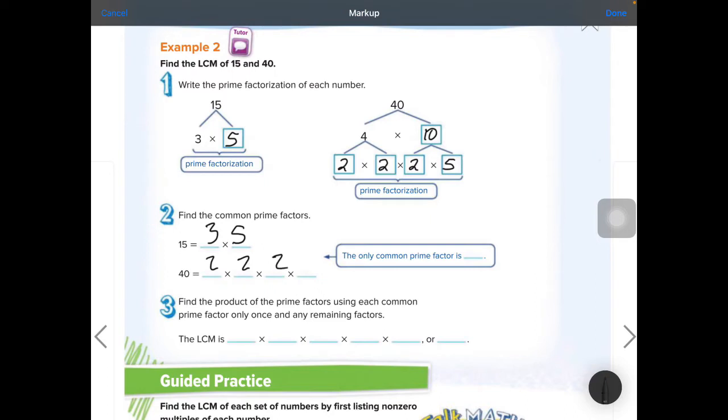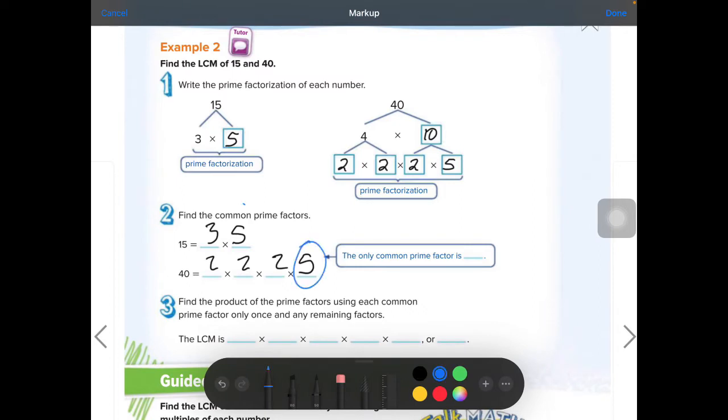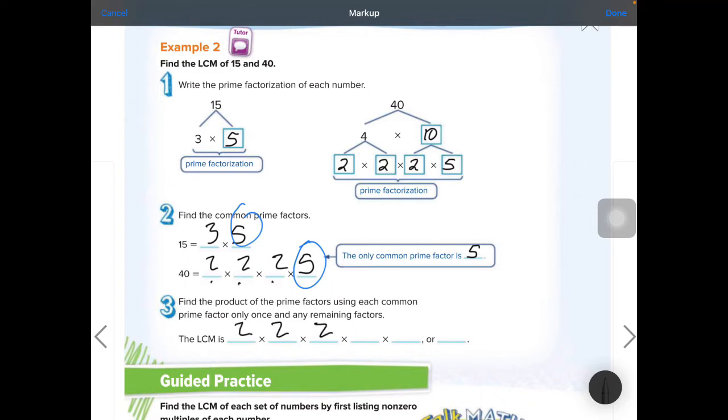Then we can list all of the factors from littlest to biggest. And we realize the only common factor that they have at all together is 5. Find the product of the prime factors using each common prime factor only once and any other remaining factors. Okay, so this is where it's handy to have them all lined up. So, for example, we're going to use this 2, and this 2.